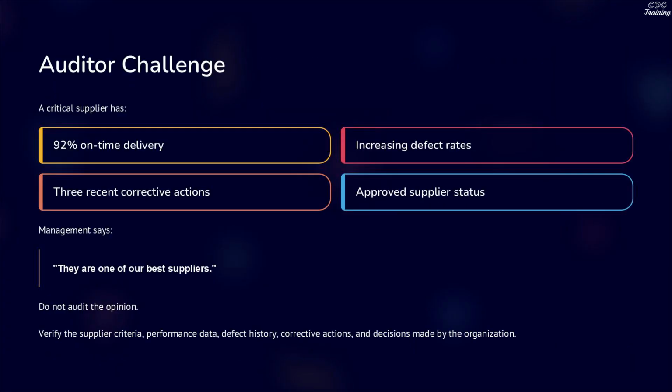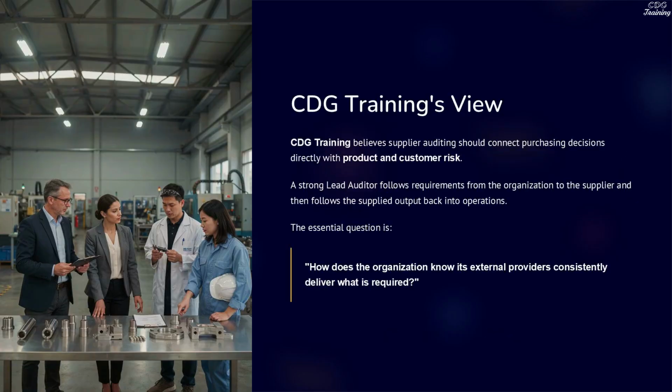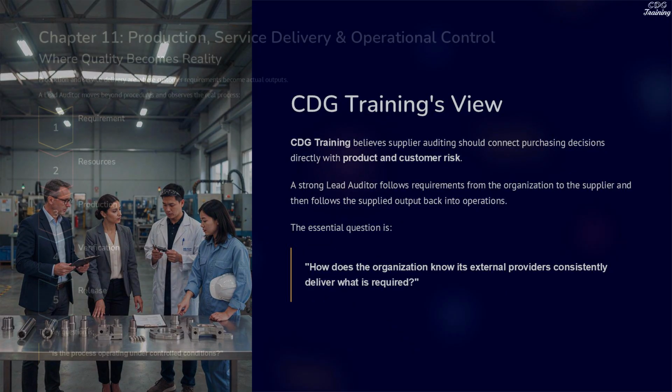Auditors face challenges when suppliers show mixed performance. Verify criteria, defect history, and corrective actions to ensure reliability. CDG training emphasizes connecting supplier auditing with product and customer risk. A lead auditor ensures requirements are met from supplier to operations.